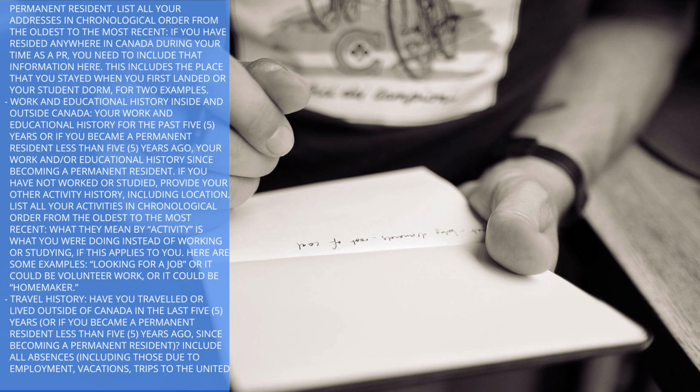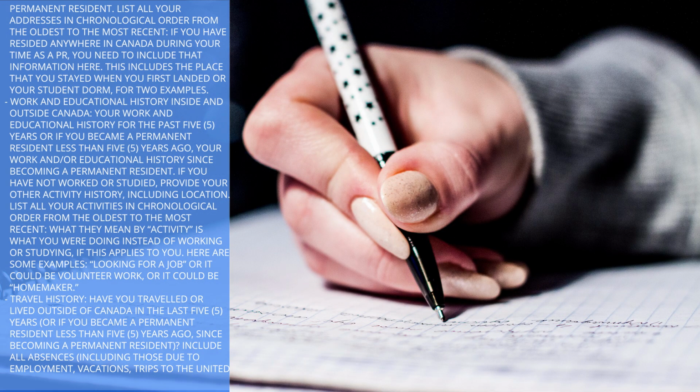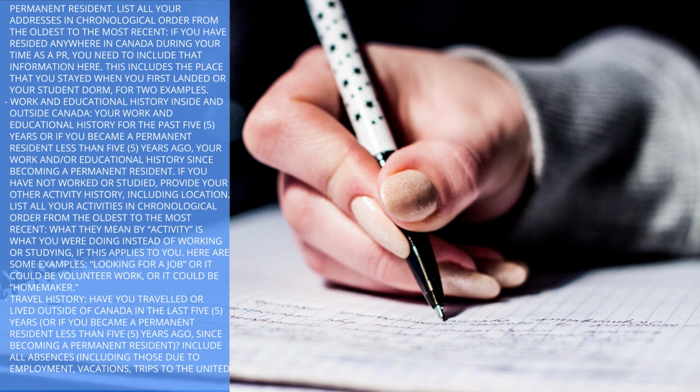2. Work and educational history inside and outside Canada. Your work and educational history for the past 5 years, or if you became a permanent resident less than 5 years ago, your work and/or educational history since becoming a permanent resident. If you have not worked or studied, provide your other activity history, including location. List all your activities in chronological order from the oldest to the most recent. What they mean by activity is what you were doing instead of working or studying, if this applies to you. Here are some examples. Looking for a job, or it could be volunteer work, or it could be homemaker.